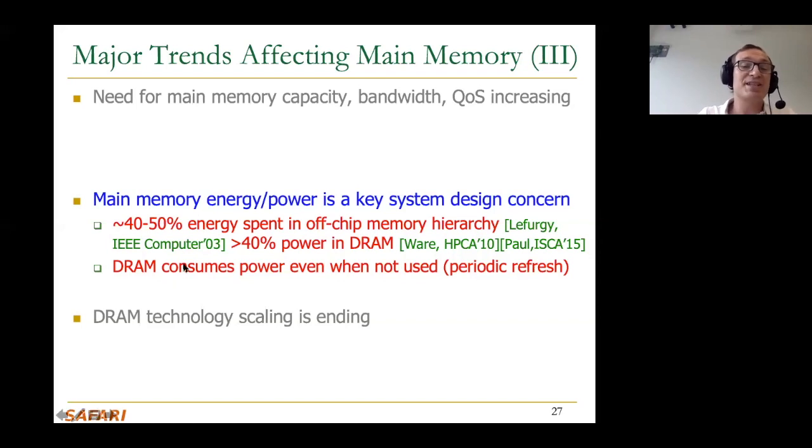Okay, as we've discussed in the last lecture a lot, DRAM consumes power even when it's not used, so periodic refresh is a huge problem in DRAM, as you can see. And that's one of the reasons why we've discussed periodic refresh, because we want to get rid of that.